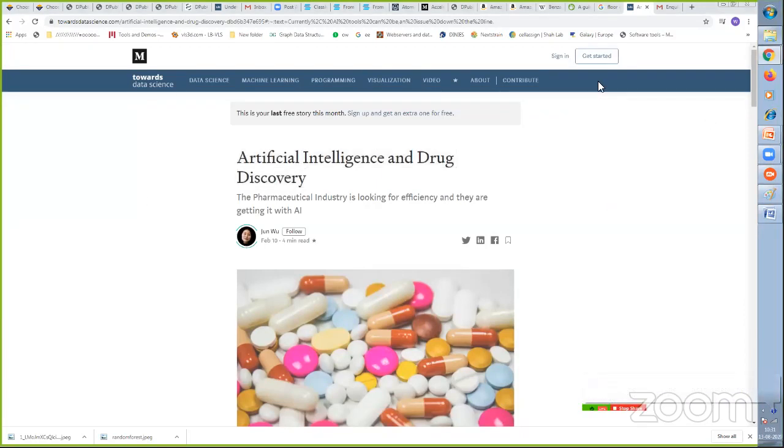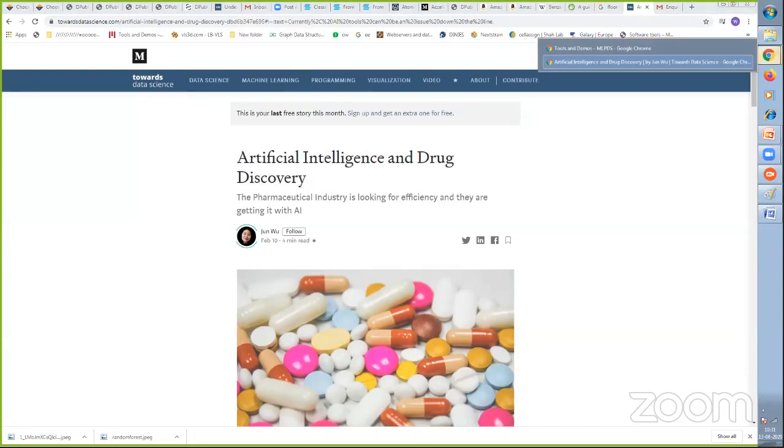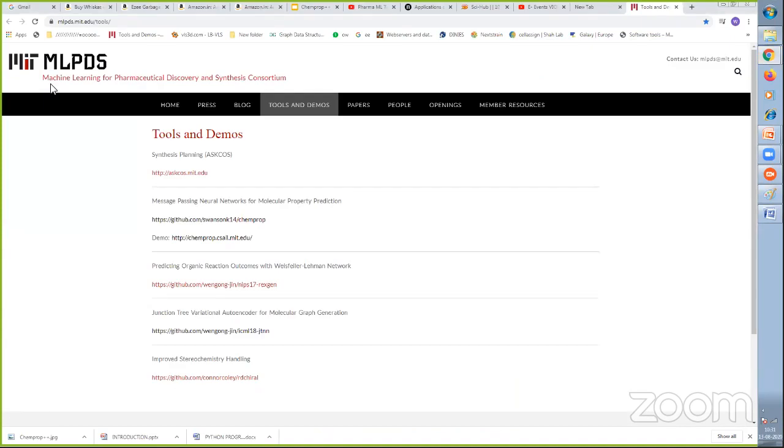So welcome everybody. Good morning. So today we will be discussing about MIT, one of the top institutes in the world. They have got a consortium. This consortium is called the Machine Learning for Pharmaceutical Discovery and Synthesis Consortium, otherwise called MLPDS.